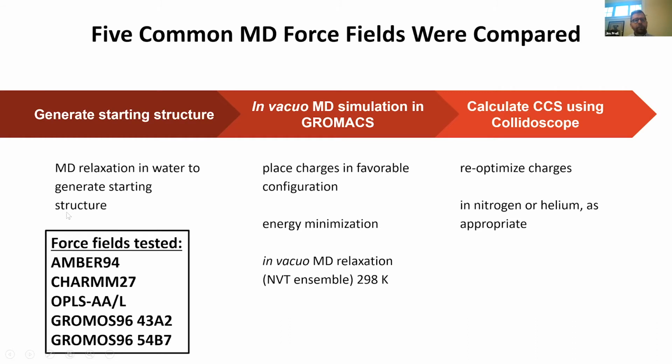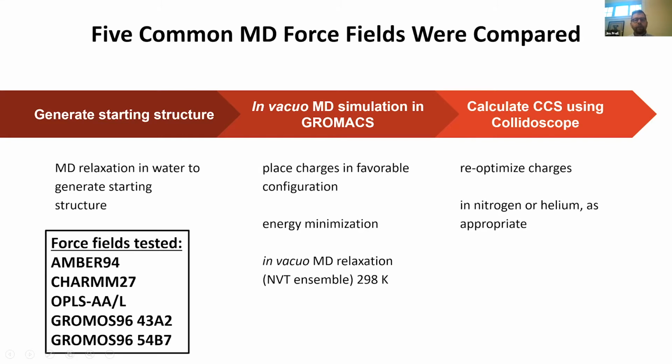Our strategy to understand what is common among their predictions of compaction was to start with relaxation of the crystal structures gotten from the Protein Data Bank with any missing residues added, relaxing those in water, placing charges in a favorable configuration on their surface, energy minimizing, and using a relatively simple in vacuo MD relaxation method at 298 Kelvin. After we've finished that computation, we do the collision cross-section computation in either nitrogen or helium.